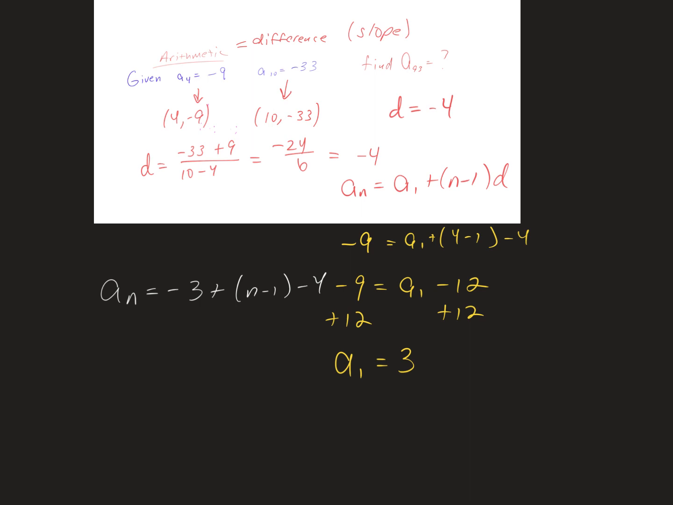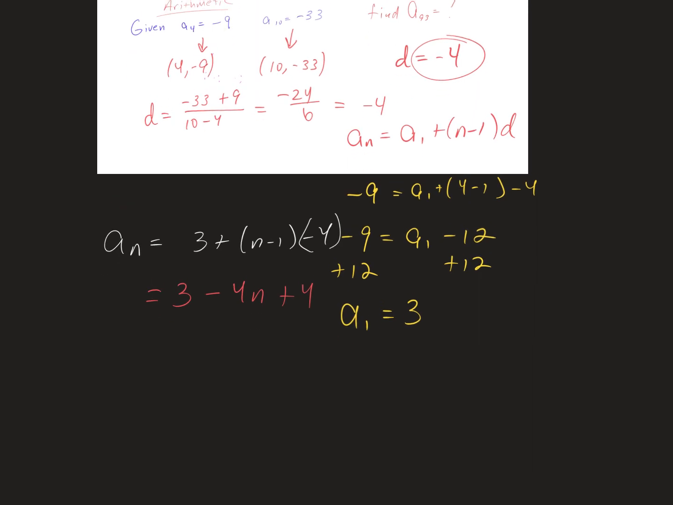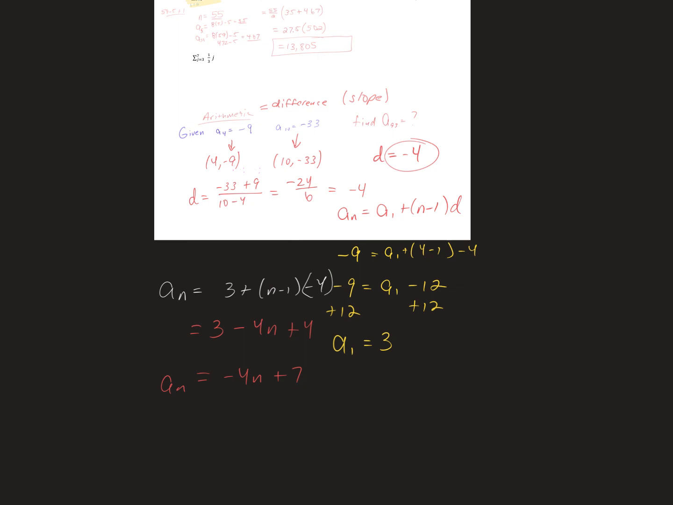Well, isn't the common difference negative 4? Right? Isn't our common difference negative 4? Yes? Oh, I put negative? My bad. I thought you said the common difference. I'm sorry. Yeah. All right, so I have 3 and then negative 4n plus 4. You guys agree? Okay, so negative 4n plus 7. That's my rule.